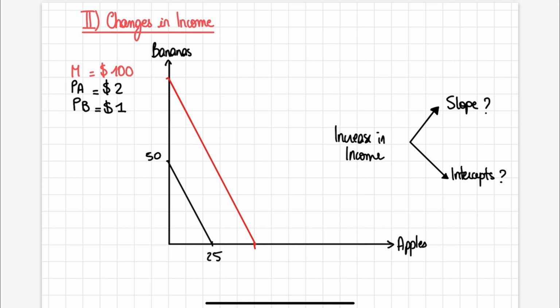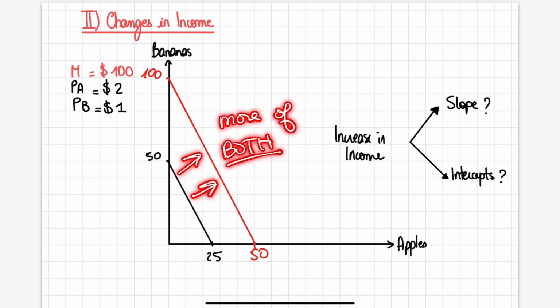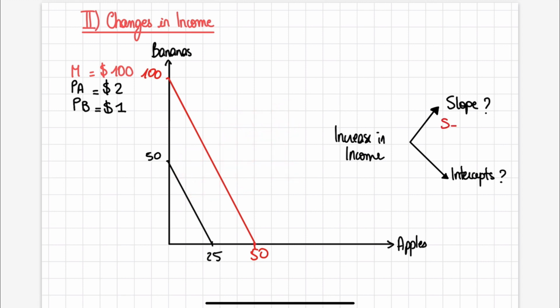So with a budget of 100, I can now buy 100 bananas or 50 apples, each costing $1 and $2 respectively. So we see here an outward parallel shift of our budget line, so I can buy more of both goods, basically. And what's really important here is that this is a parallel shift, actually. The slope of our budget constraint, which represents the trade-off or the opportunity cost between apples and bananas, it remains the same because the prices of the goods haven't changed.